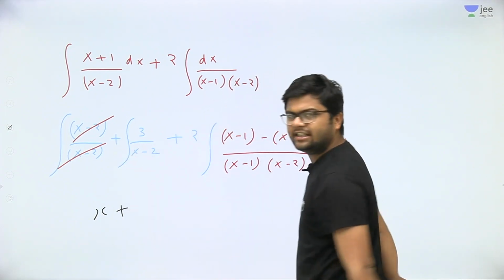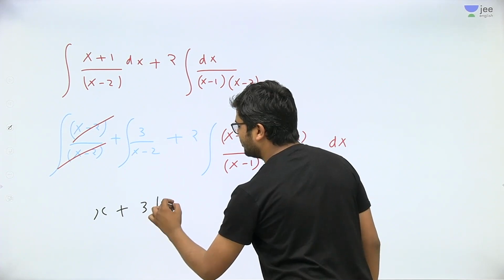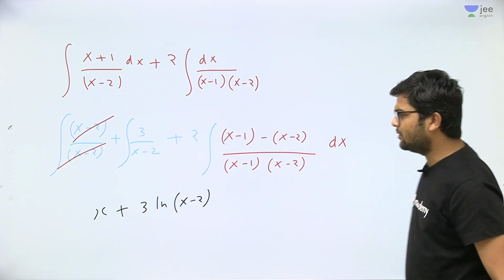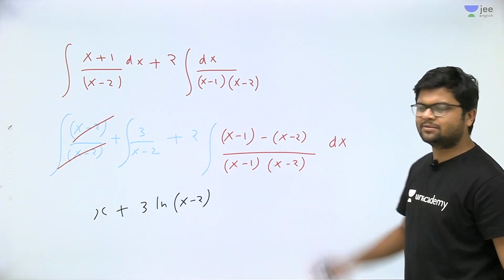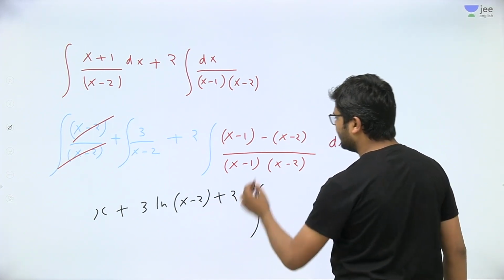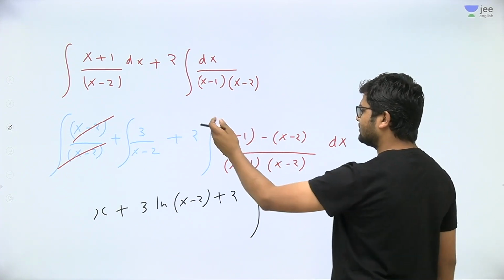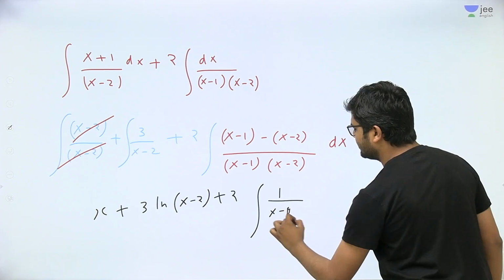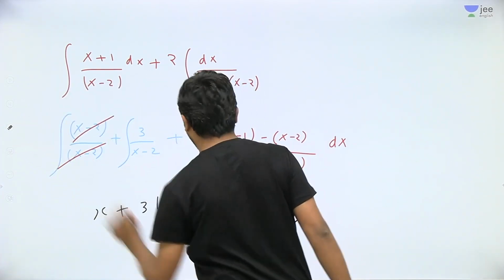Plus 3 outside the integral, and 1 upon x minus 2 integral will come out to be 3 times ln of x minus 2. Somebody wants to keep mod, I don't have any problem with it. You can easily write it as 3 times ln of mod of x minus 2. Now this expression needs to be solved further. If you again separate it, x minus 1 gets cancelled, it can be written as integral of x minus 2.